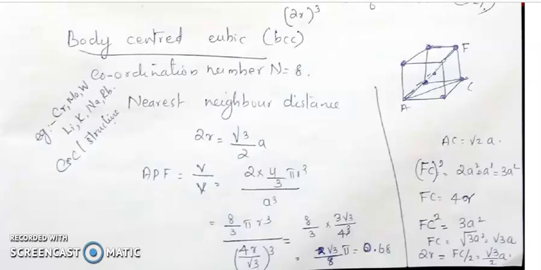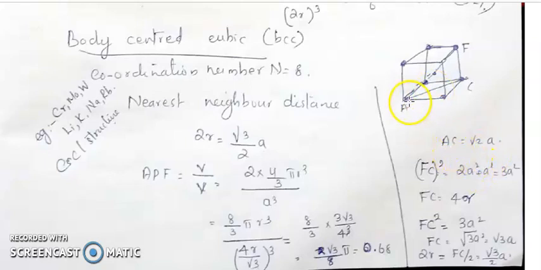Next we can see the case of body-centered cubic. In the body-centered cubic, one more atom is there in the center of the cube. So the coordination number will be 8. All the atoms at the 8 corners will be equidistant from it, that is the nearest distance. So in this case, coordination number n is equal to 8. And the nearest neighbor distance, that method you have already studied in your degree class.